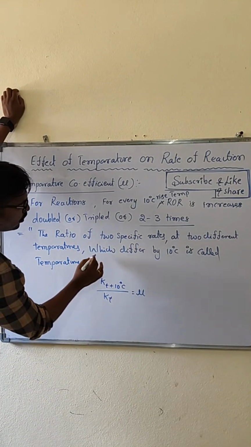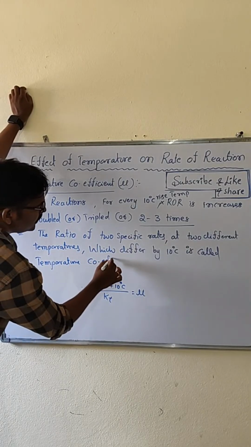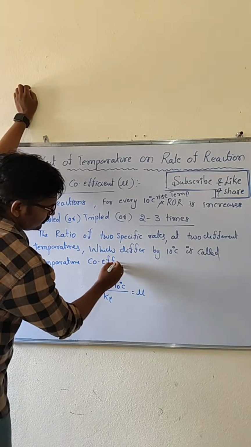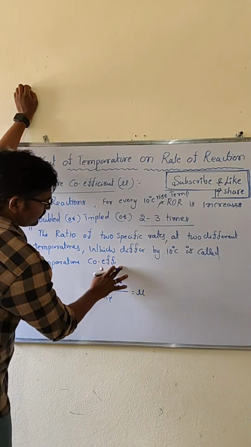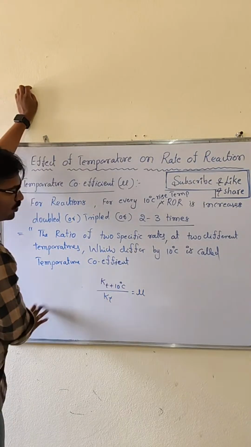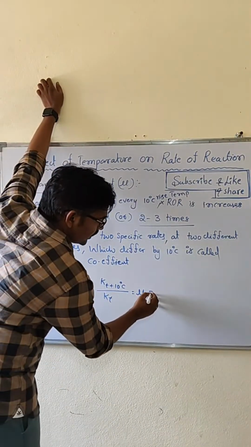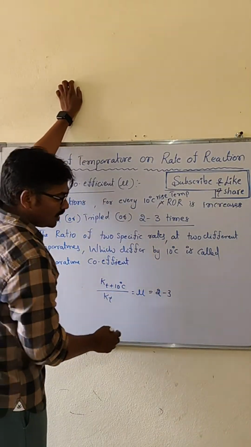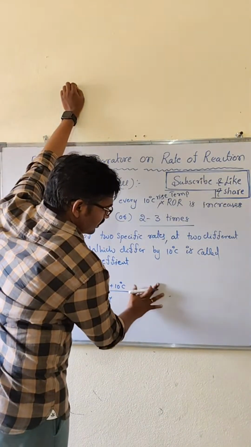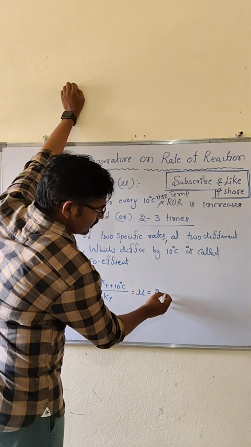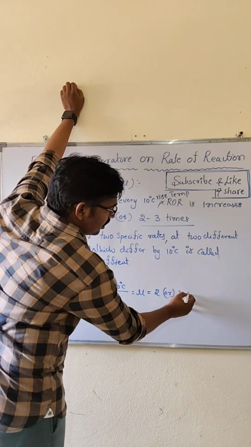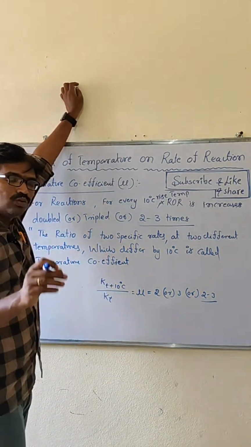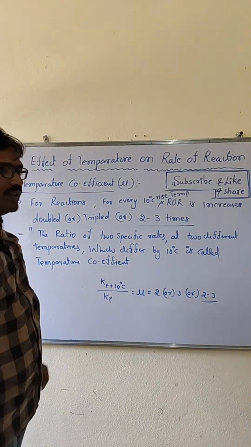Temperature coefficient, nu, that is 2 to 3 times. So doubled or tripled, or 2 to 3 times, they are mentioned in between 2 to 3 times. So that is what they are mentioned here.